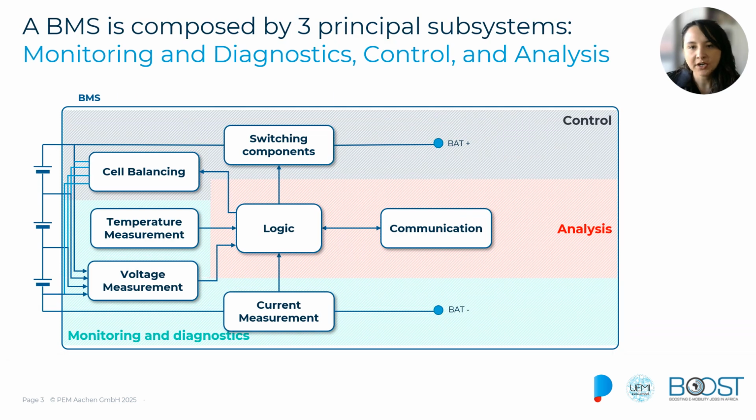So let's see what the subsystems are and how the structure of a BMS looks. So here we have a very general diagram of what a BMS might include. This, of course, will change in every design, but these are the very high-level features that the BMS includes. So we have a control system that has the switching components that help us to connect and disconnect the battery from the loads, as well as the balancing system that ensures that all of the cells are operating at the same state of charge.